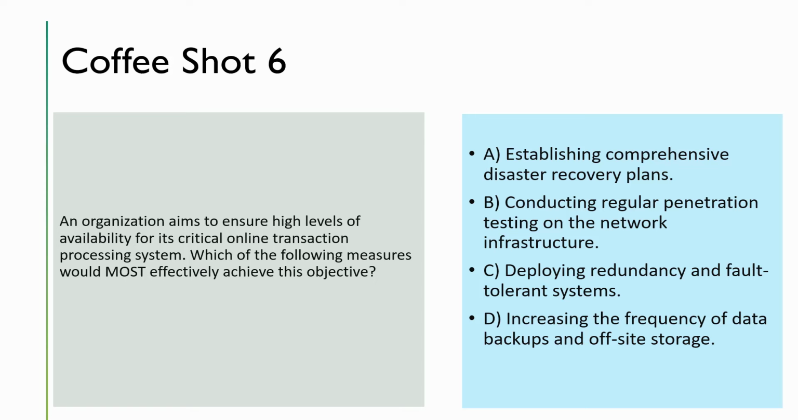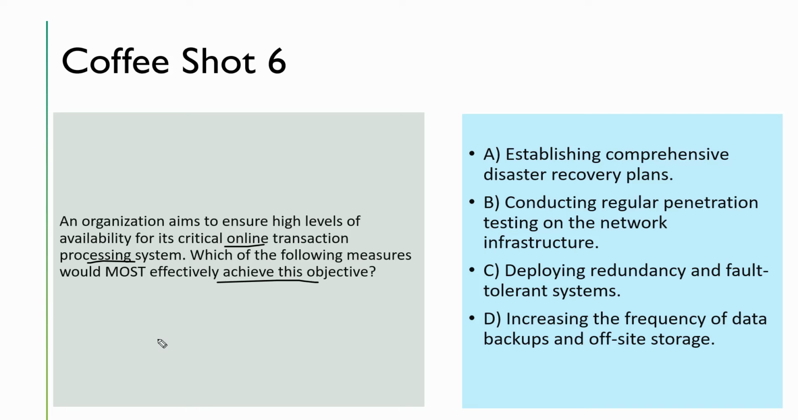Interesting question. An organization aims to ensure a high level of availability for its critical online transaction processing. Which of the following measures would most effectively achieve this objective? Whenever you're dealing with online transactions, it means you're talking about availability. Let's take an example: you work for an e-commerce business, so for e-commerce, availability is important. Or if you're working for healthcare, confidentiality is important. If you're working in the financial sector, integrity matters. But here the question says critical.